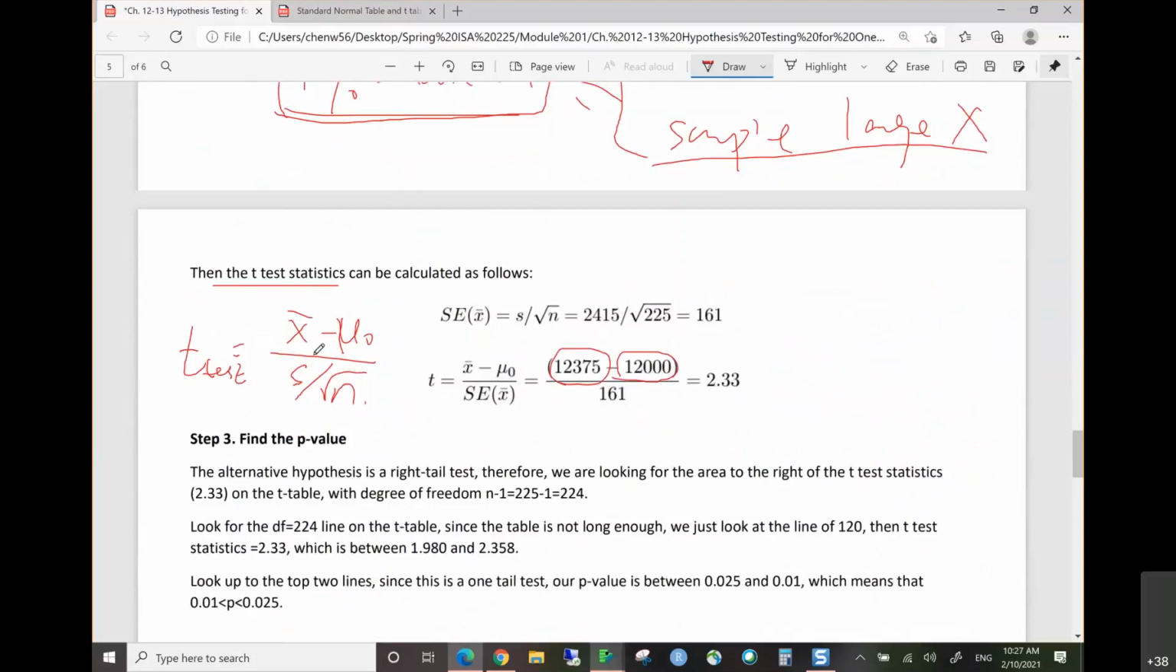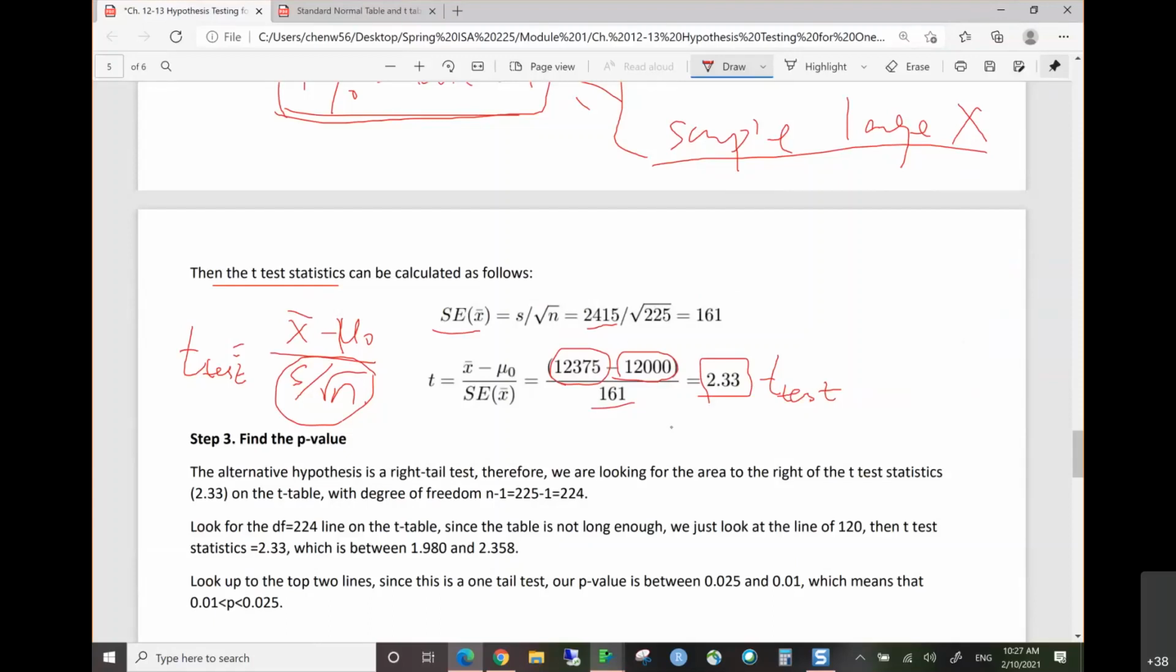We call the bottom the standard error. So it is 2,415, which is s, the sample standard deviation, over the square root of the sample size. So the bottom is 161. Your t-test statistic is calculated as 2.33. So this is your t-test statistic. Think about the next step.